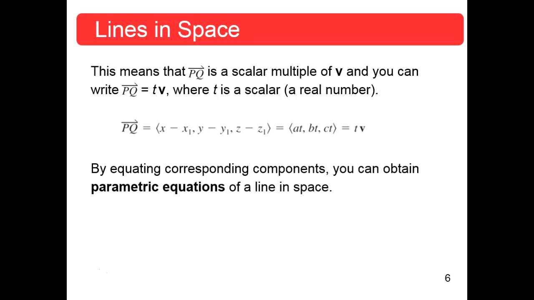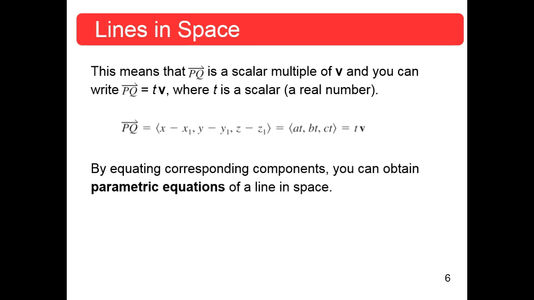But if you think about that, well, that is the vector PQ. The TV, not the thing you watch, but scalar t times vector v, it could be written as AT, BT, CT, where A is a component of V in the x direction, B is the component in the y direction, and C is the component in the z direction. That's what TV is, okay? Now, by equating the corresponding components, x minus x1 is equal to AT, y minus y1 is equal to BT, and z minus z1 is equal to CT, you can obtain the parametric equations for a line in space.